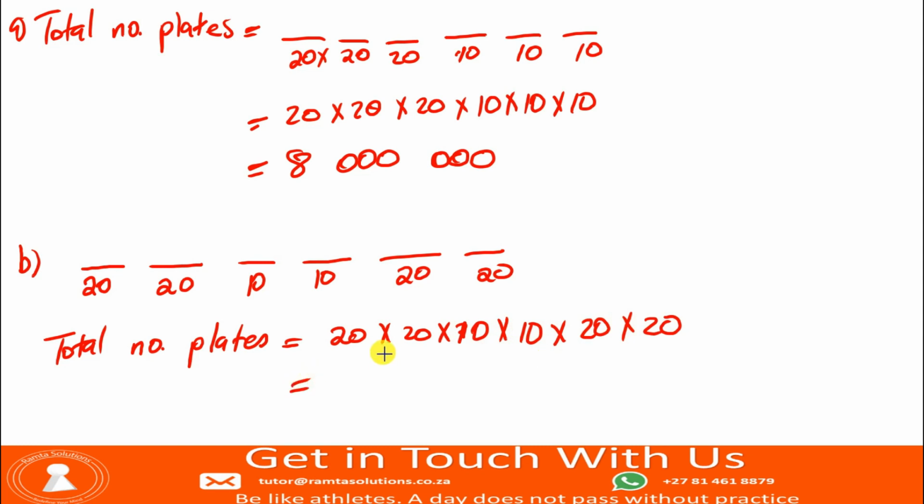How many are there? So this is 20 to the 4, times 10 squared, 100. So what do we have? We have 16 million number plates with the new system. Okay? All right.